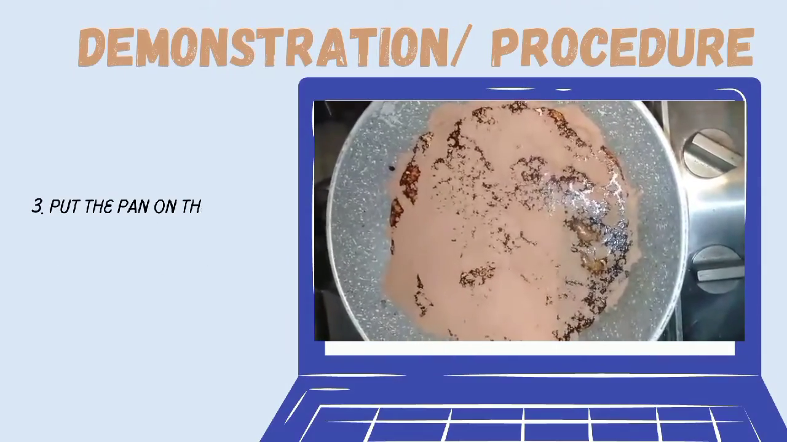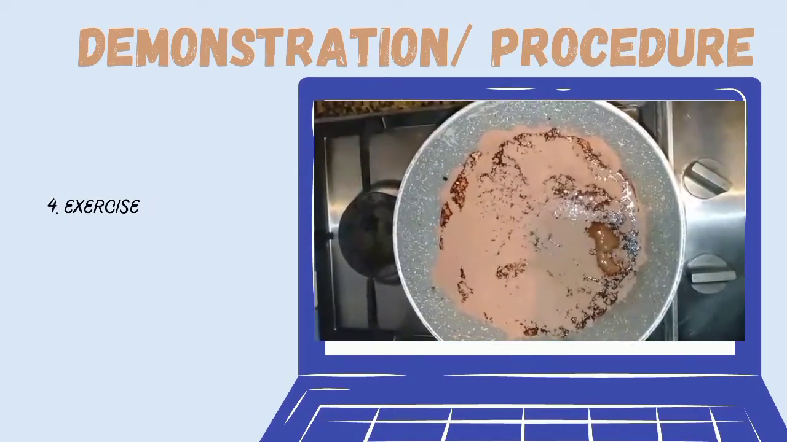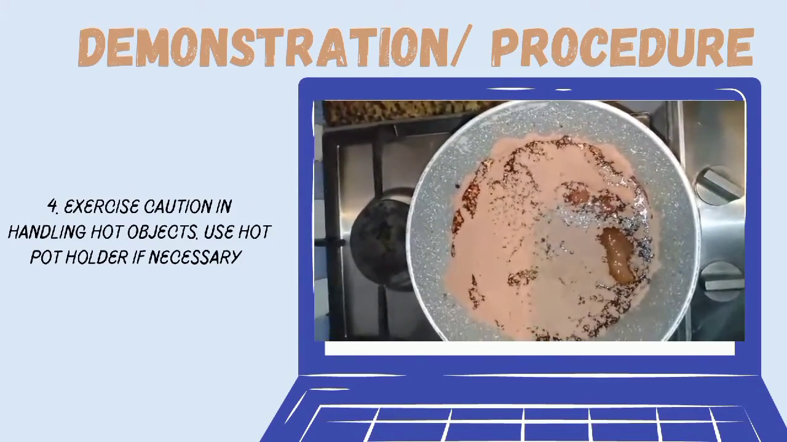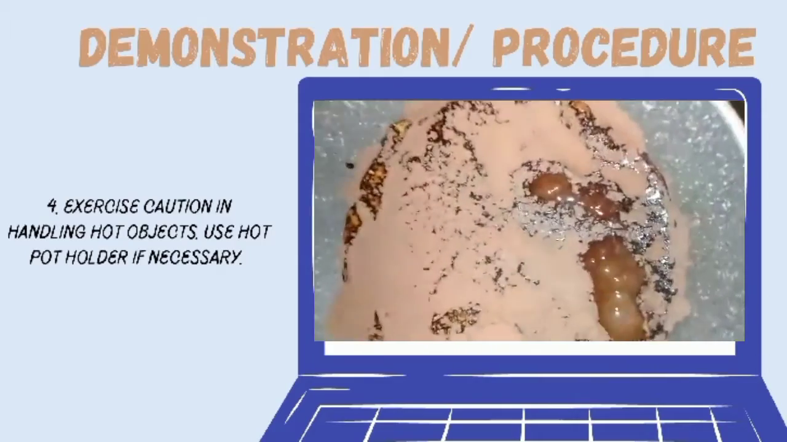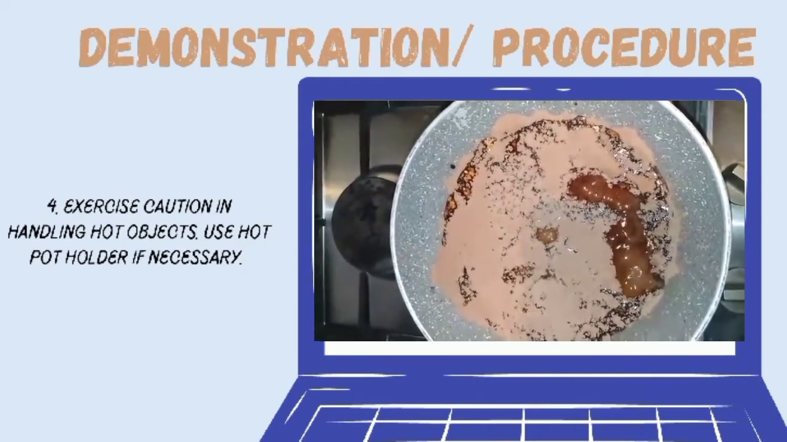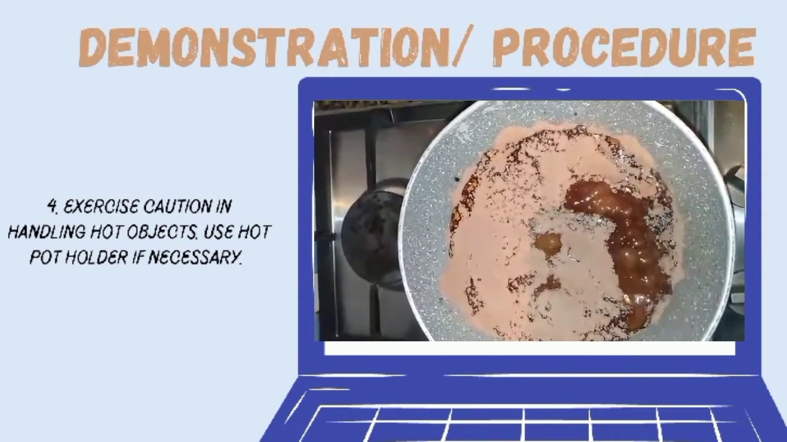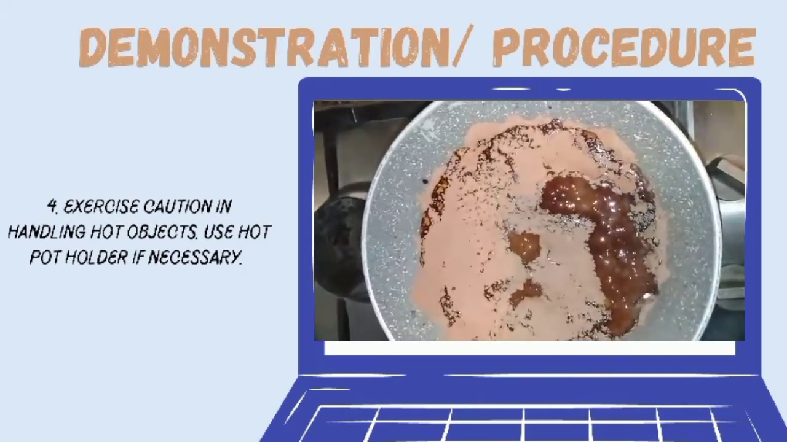Procedure number 3, put the pan on the hot stove or plate and observe. Procedure number 4, exercise caution in handling hot objects. Use hot pot holder if necessary. As we can notice, as the milk gets hotter and hotter, the chocolate powder starts to diverge from each other slowly.